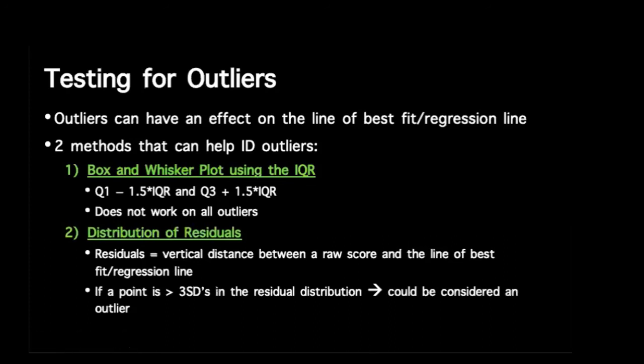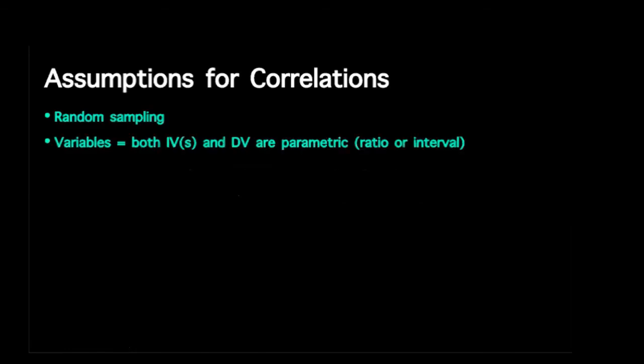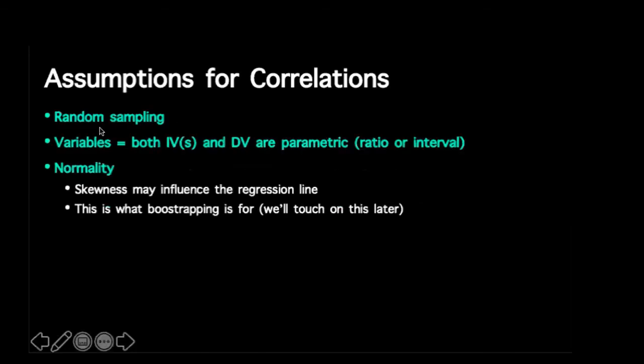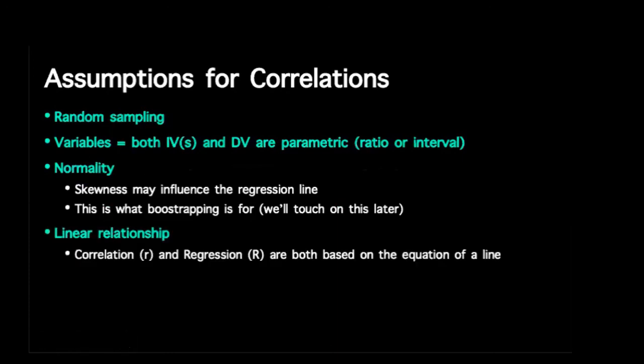All right, the last thing, I kind of clumped assumptions together. So all of those slides that had the purple title, where it was like bivariate correlation, multiple correlation, bivariate regression, multiple and multivariate regression, this is where all of those assumptions are combined. So for any correlations, we need to have random sampling. Both our independent and dependent variables have to be parametric. We have to have normality. Okay, so those are your 3 main ones.